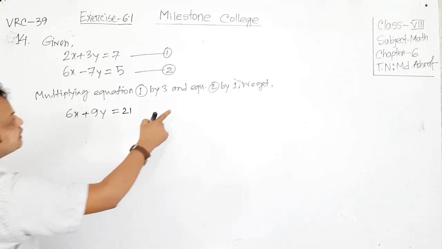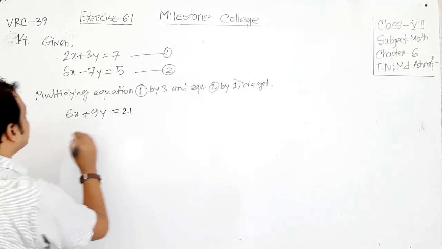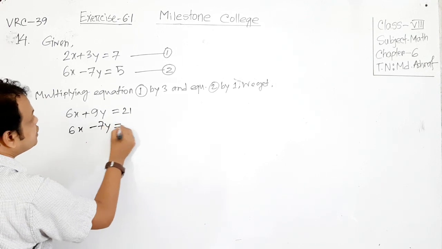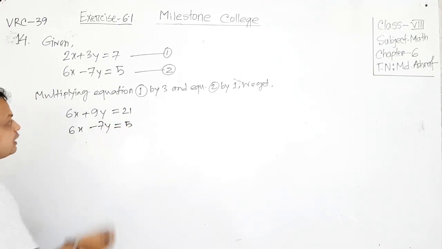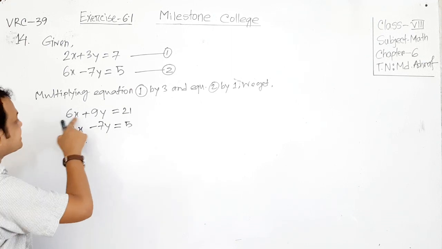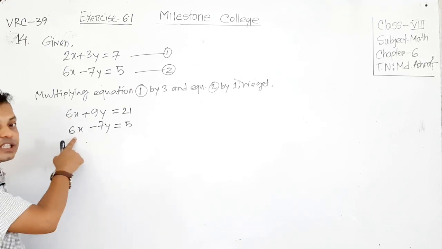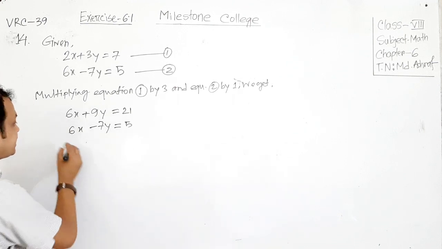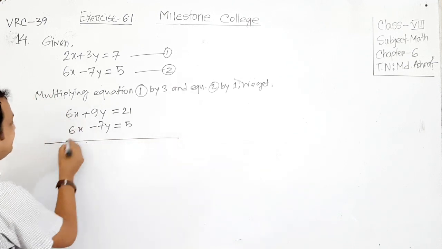Okay, and equation 2 will be multiplied by 1, then how do we get 6x minus 7y equals 5? Now look here: in the variable x, here the coefficient is 6, and here is also 6. Then how can we eliminate the x part? If we subtract this one, we can eliminate it.